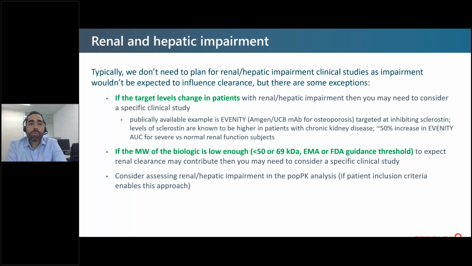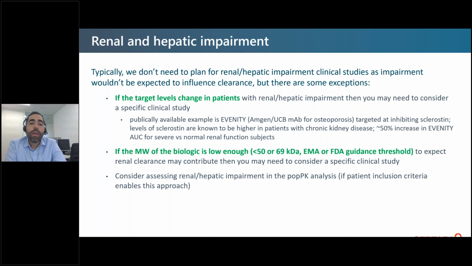The other clinical pharmacology consideration for biologics is renal and hepatic impairment. Generally, we don't need to plan systematic studies to investigate the impact of renal or hepatic impairment, because this is not really related to the metabolism or the elimination of the mAb. However, there are always some exceptions, so you need to be careful. If, for example, you identify any mechanism that can modify the target due to renal or hepatic impairment, you may consider that there is a modification of clearance if you have, for example, a TMDD profile.